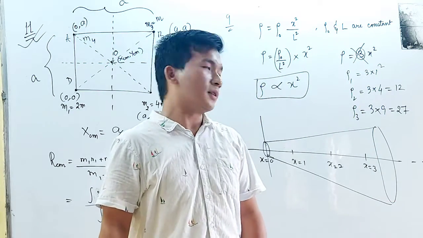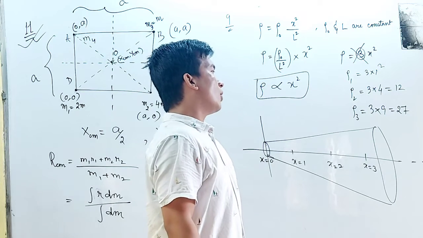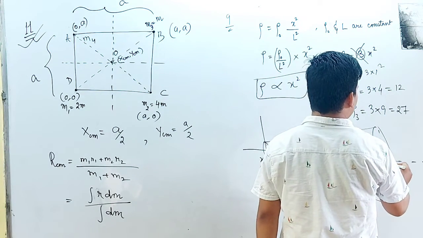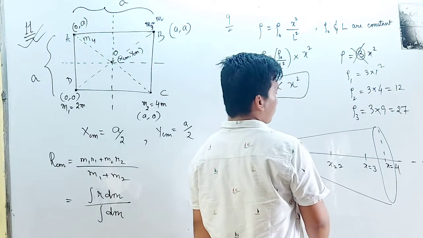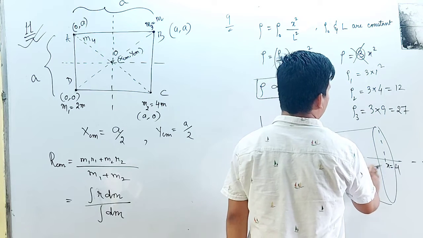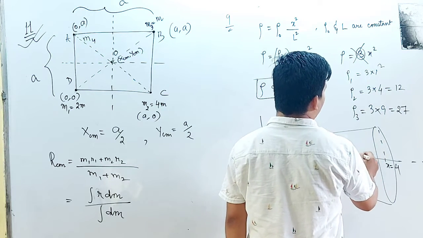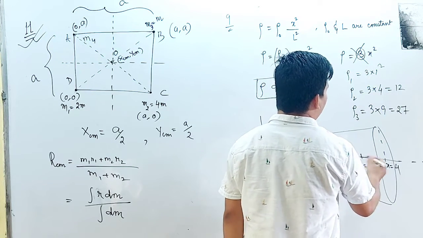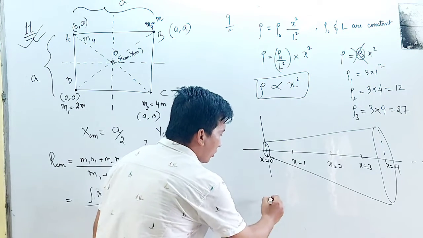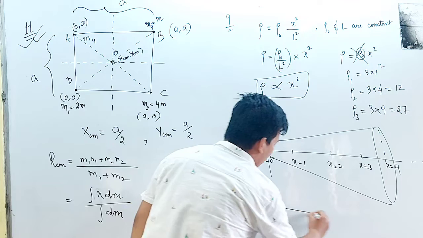It is not that simple. Our center of mass will be somewhere here. Then we take x equal to 3 and look at the difference from it.